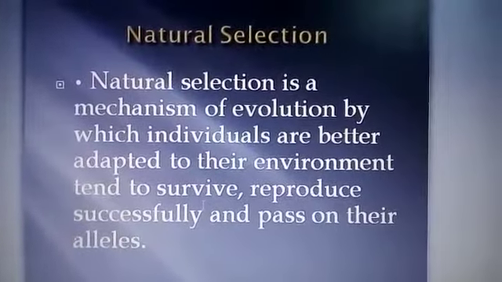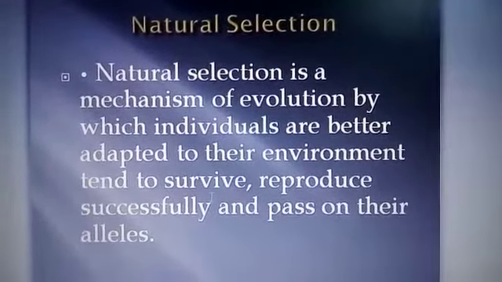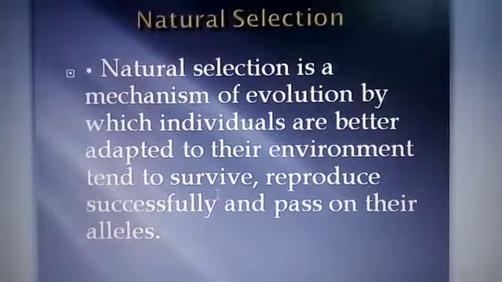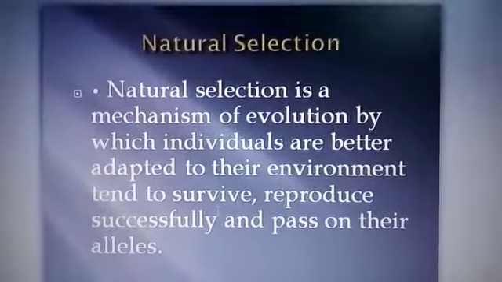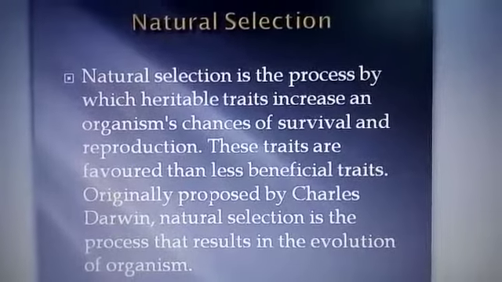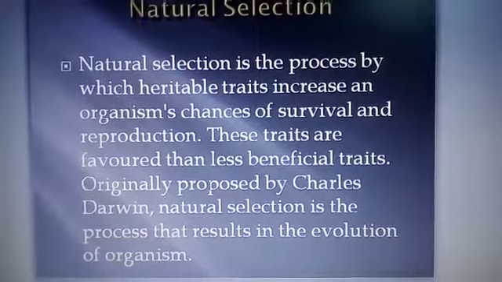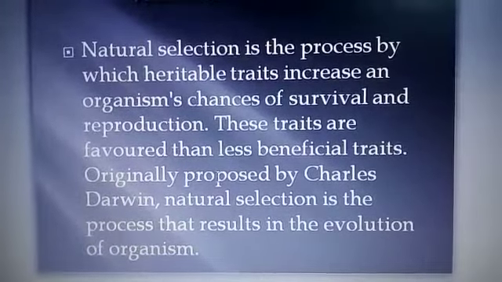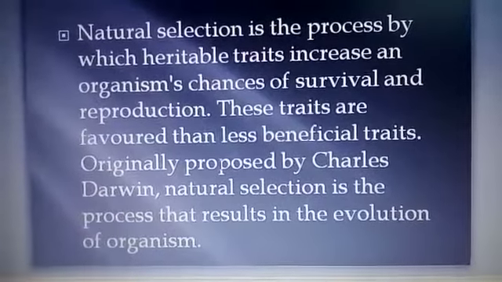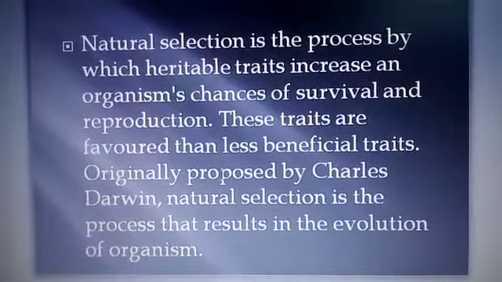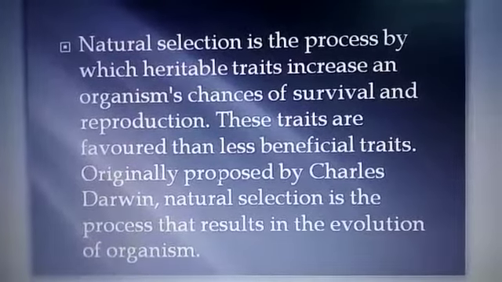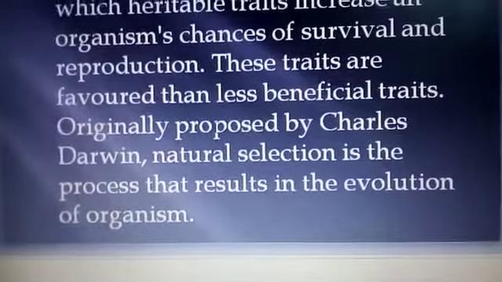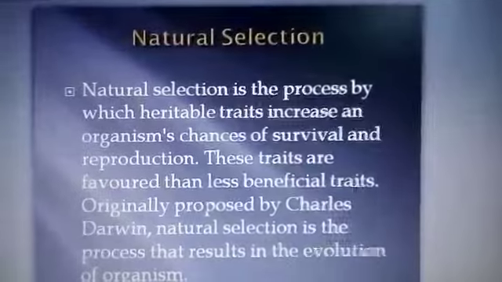Then next term, natural selection. Natural selection is a mechanism of evolution by which individuals better adapted to their environment tend to survive, reproduce successfully, and pass on their alleles. It is a process by which heritable traits increase an organism's chance of survival and reproduction. These traits are favored over less beneficial traits. This theory was originally proposed by Charles Darwin. Natural selection is the process that results in the evolution of organisms.